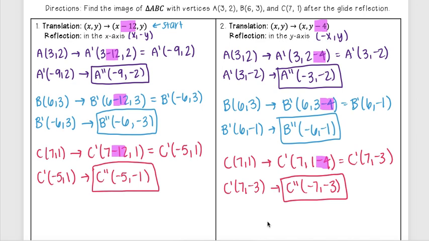Okay, so these are the answers that you should have gotten. I first translated it by subtracting 4 from the y-coordinate, and then after that I reflected it in the x-axis, or the y-axis, and my rule for that was I changed the sign of my x-coordinate.